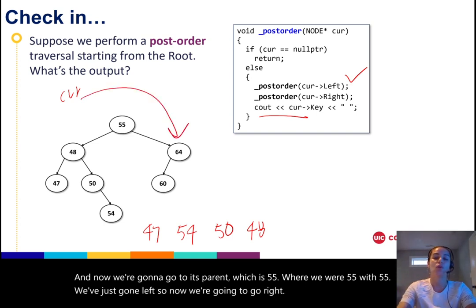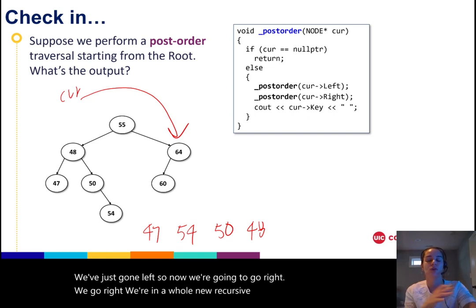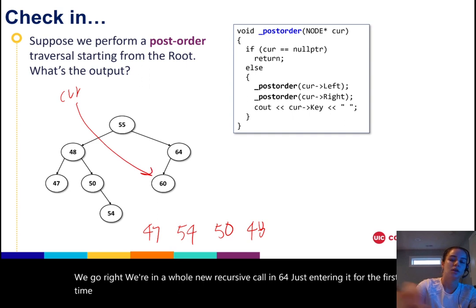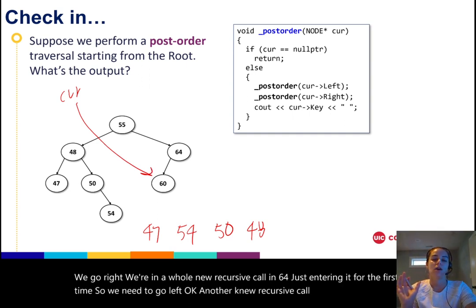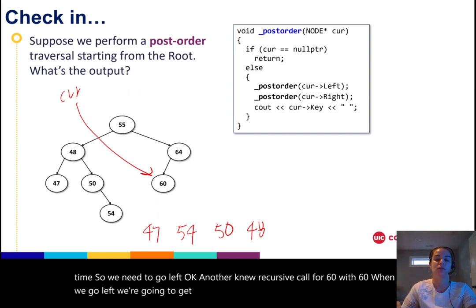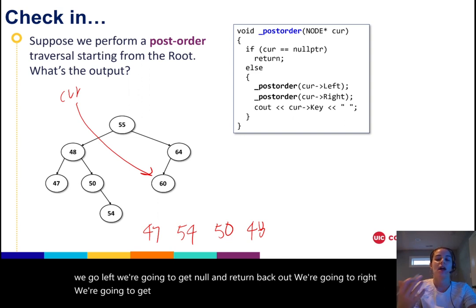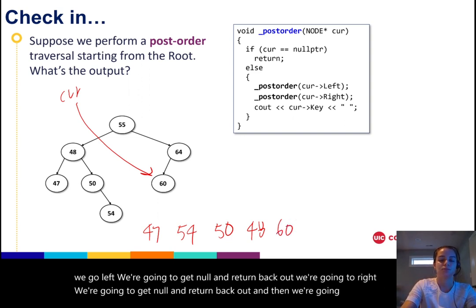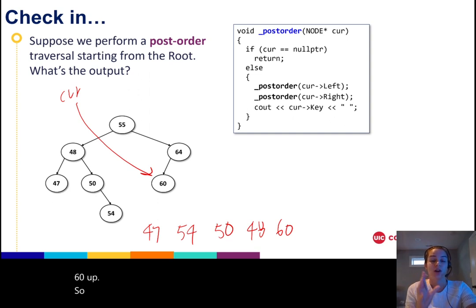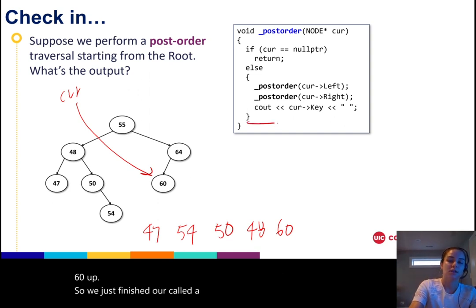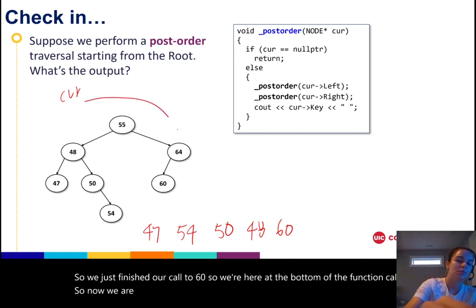We go right, we're in a whole new recursive call in 64, just entering it for the first time. So we need to go left. Okay, another new recursive call for 60. With 60, when we go left, we're going to get null and return back out. We're going to go right, we're going to get null and return back out. And then we're going to print 60 out. So we just finished our call to 60.